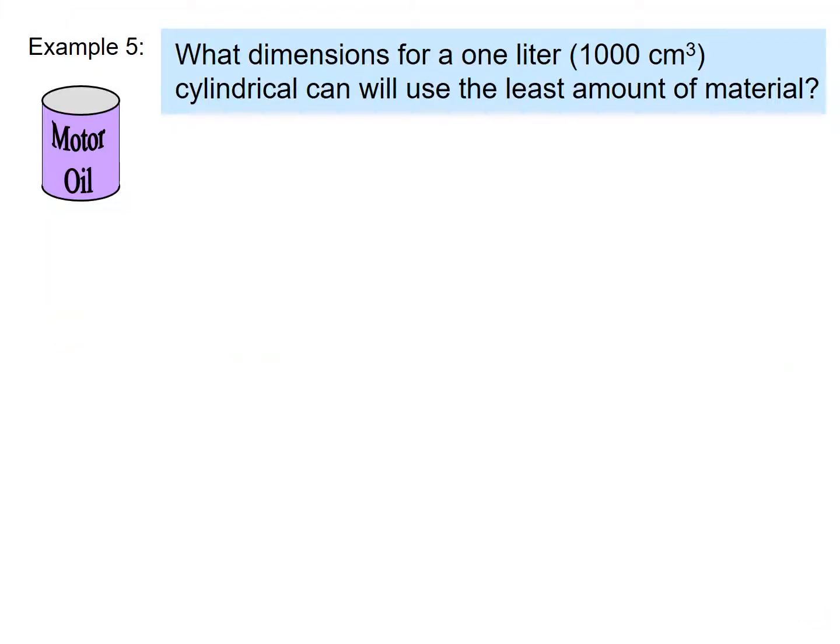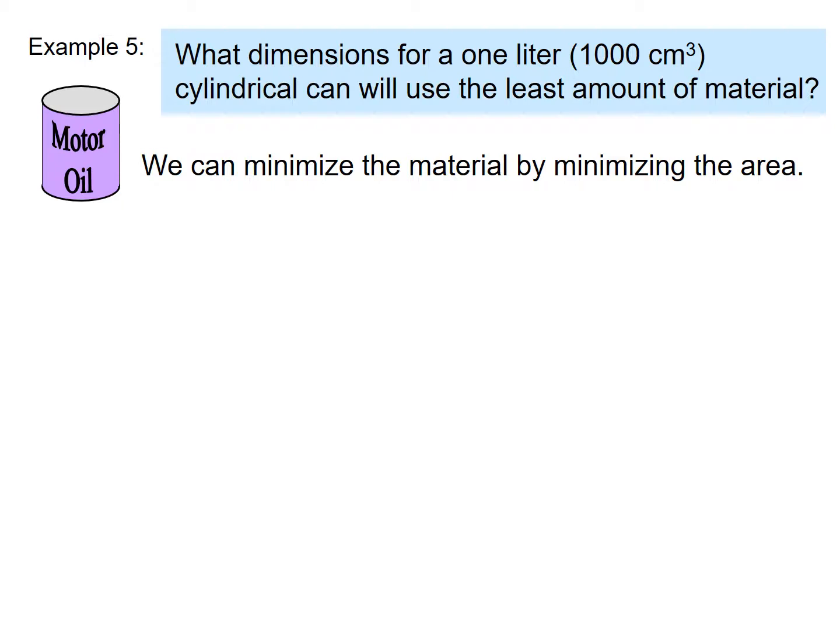Okay, so we have a can, and this can is going to be cylindrical in shape and have a volume of 1 liter or 1,000 cubic centimeters. We want to know what dimensions are going to use the least amount of material. So we're going to minimize the material by minimizing the surface area.